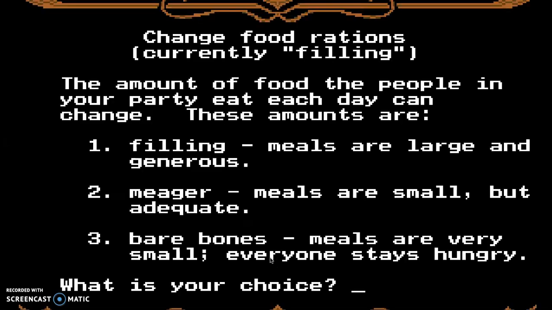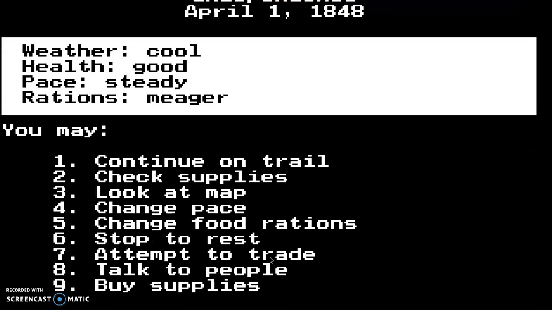And food rations, I could do filling, meager, or bare bones. I'm going to actually switch to meager, so meals are small, but I get enough. Stop to rest. If you get sick, that's a good idea, so you don't die. You stop to rest for a few days and your health usually goes up. Attempt to trade. When you run out of something, you want to trade. Talk to people or buy supplies. What is your choice?